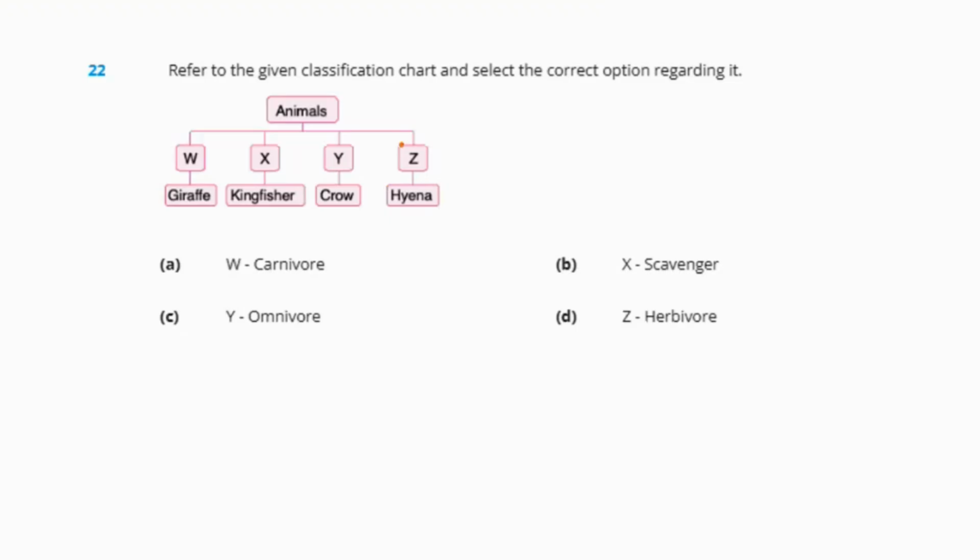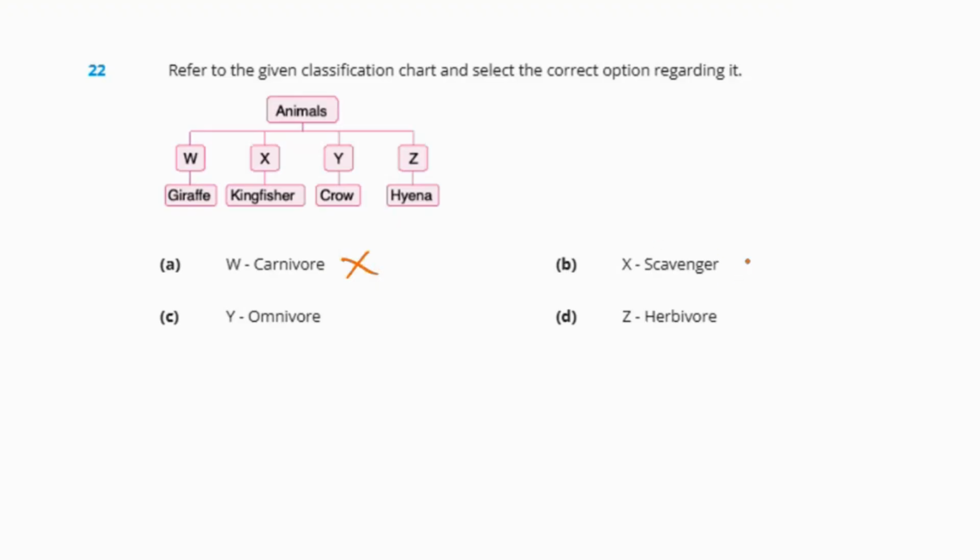Next one. Refer to the given classification chart and select the correct option regarding it. So here you can see animals W, X, Y, and Z. Which of these is correctly matched? Let us see: giraffe, kingfisher, crow, hyena. First one, they are saying W is a carnivore. Is it true? No, W is giraffe, so that can be a herbivore only, right? So that is wrong.